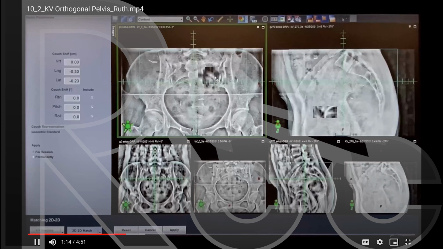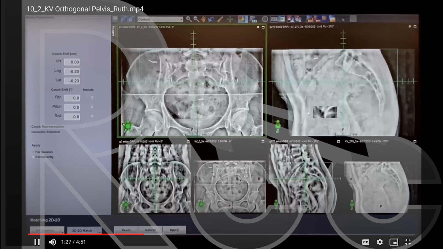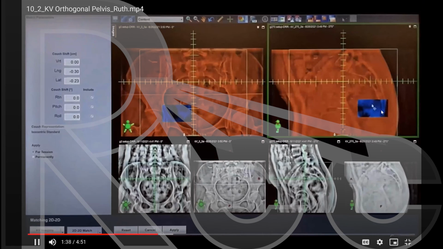Everything should be pretty smooth, but you see they made a shift on the right and then they made a shift on the left. And so they have to go back and re-verify everything. So that's looking pretty good on their AP. They'll do the same procedure on the lateral. So they use that hot lamp type of feature and make sure that, oh, look, my bony anatomy isn't lining up, my sacrum isn't lining up.